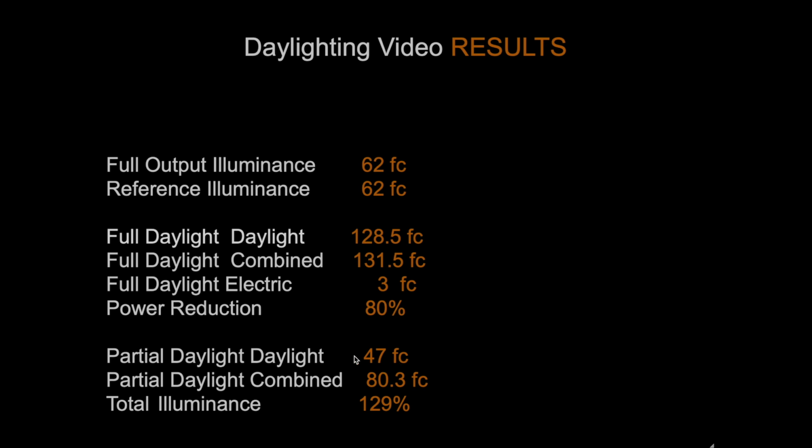We had 47 foot candles of daylight entering the space. We had to achieve this by closing the blinds. The blinds were able to block out enough of the daylight that we were able to achieve 47 foot candles of daylight at our reference location. Once we had this number, we turned the electric lighting on and got a combined reading of electric light and daylight of 80.3 foot candles.